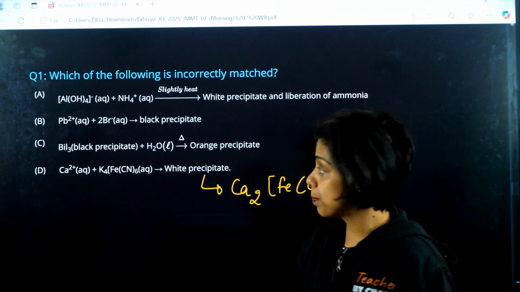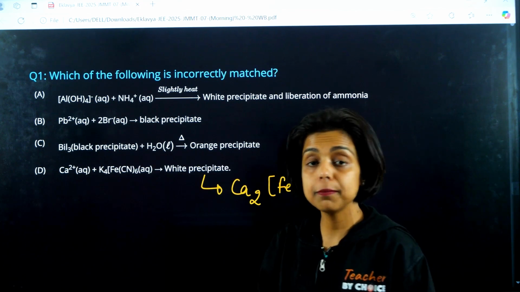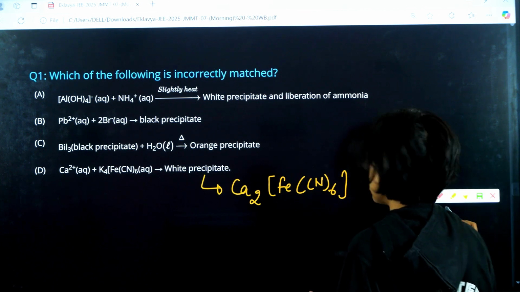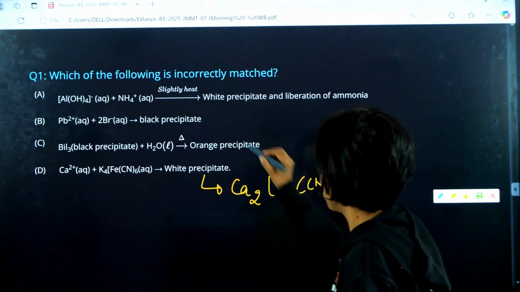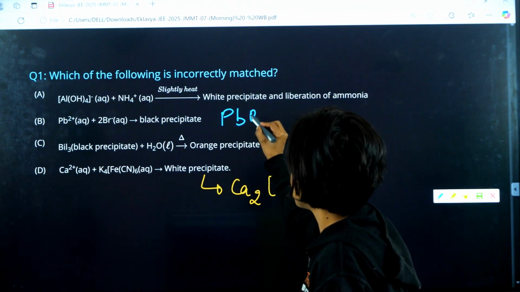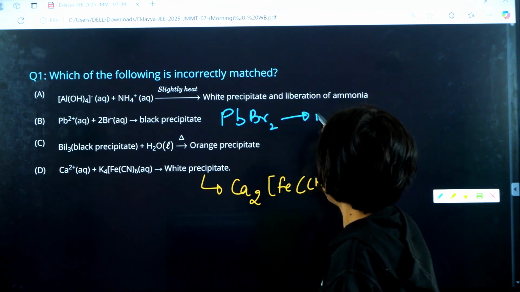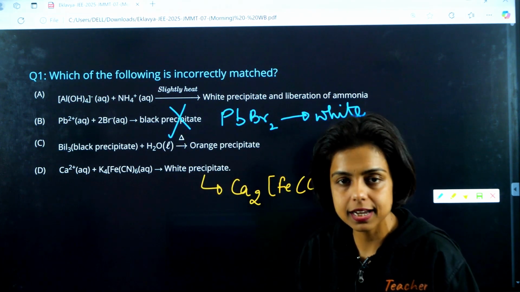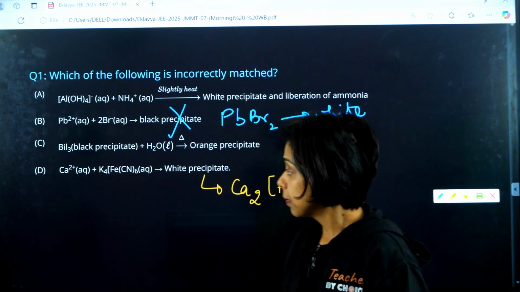Lead ion, Pb2 positive, plus bromide ion will form PbBr2, and the precipitates of PbBr2 are white, not black, so it is indeed a wrong statement. So PbBr2 precipitates will be formed and they are white in color, not black in color, so this statement is incorrect. We got our answer, guys. We still check the other statements.